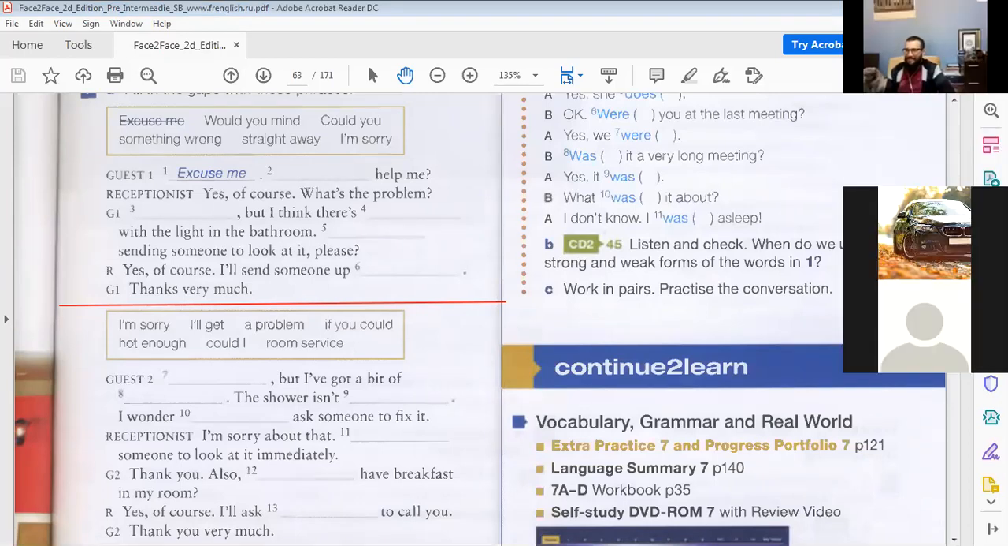Excuse me, could you help me? Yes, of course. What's the problem? I'm sorry, but I think there is something wrong with the light in the bathroom. Would you mind sending someone to look at it, please?